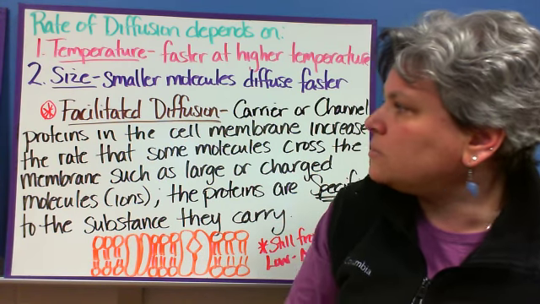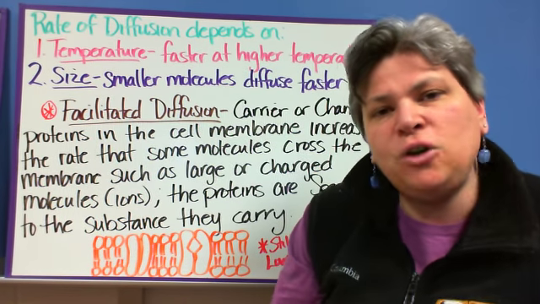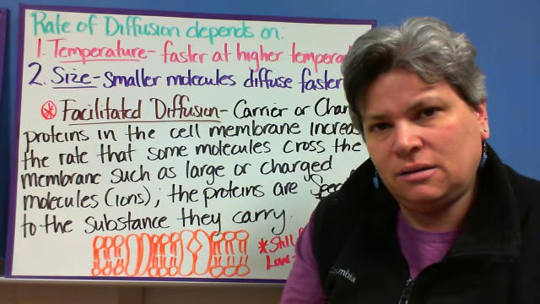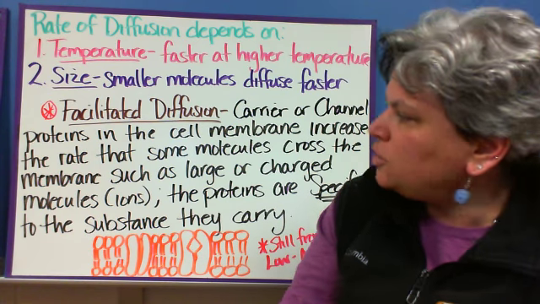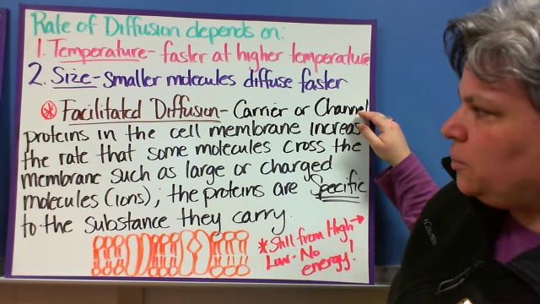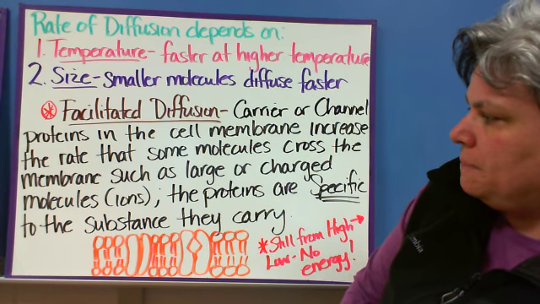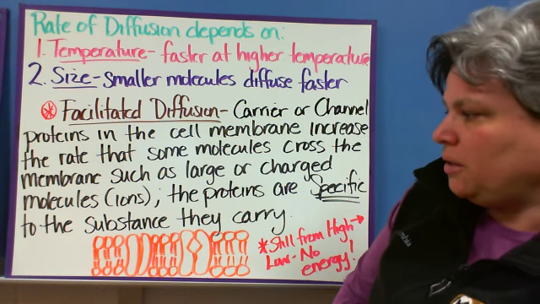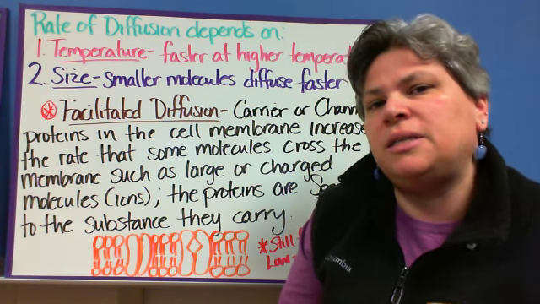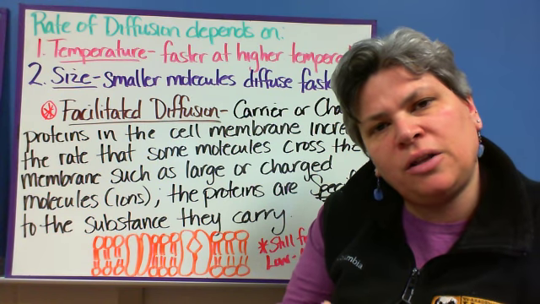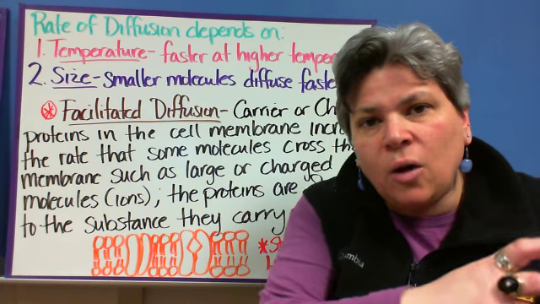They'll never diffuse. So our second type of passive transport we call facilitated diffusion. If you facilitate something, what does that mean? Well, if you facilitate it, you help it out. You kind of help the process happen. So with facilitated diffusion, we have carrier or channel proteins in the cell membrane that increase the rate that some molecules cross the membrane, like large molecules or charged molecules that we call ions. Those proteins in the cell membrane are specific to the substance they are carrying. So if we have a larger molecule that we need to get into the cell membrane, these proteins are there to help give it a channel or to help carry it in.